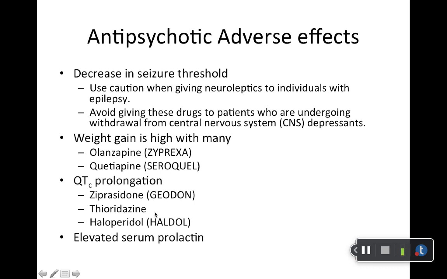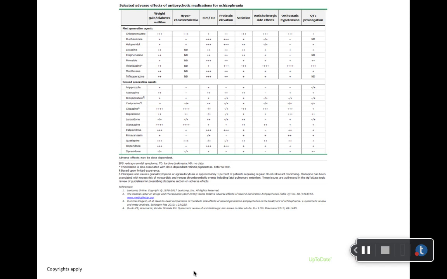QT prolongation, there are some newer and older ones here. And so that may be an issue, something to think about if a person has a history of arrhythmias, if they're on other medications that can cause a QT prolongation. And then elevated serum prolactin. Great chart here. Definitely put a star here.